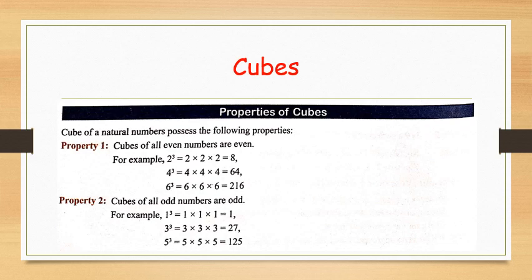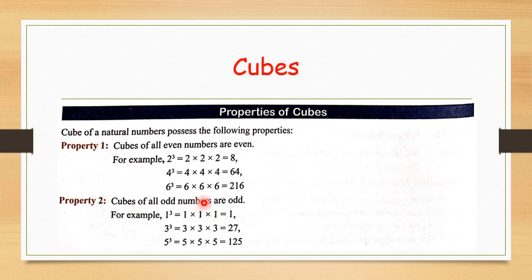Now just see some interesting properties of cubes. Property number 1: cubes of all even numbers are even. So when we have an even number, then its cube is also an even number. For example, the cube of 2 is 8, the cube of 4 is 64, the cube of 6 is 216. So we can see here all are even numbers. Therefore we can say that the cube of an even number is always even.